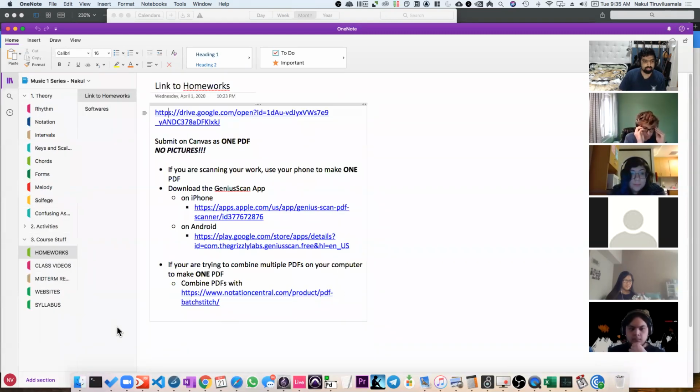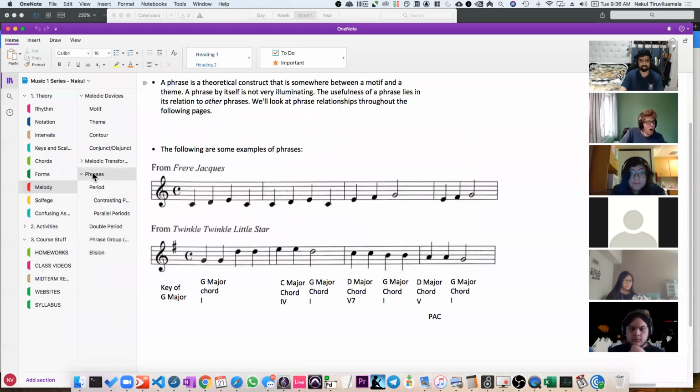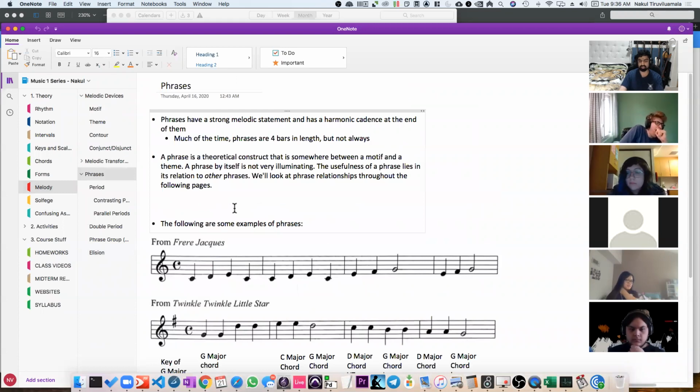Before I actually discuss that on the homework, I'm going to press through and finish the conversation on the different ways you can solidify or unify phrases. I'll go back and talk about the phrase again as a useful unit. So much of the time phrases are 4 bars in length, but not always. That could be a way you can discover phrases, but the main way is that a phrase has a strong melodic statement and a harmonic cadence at the end of it.